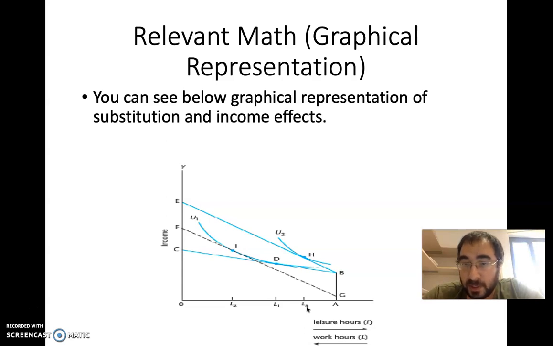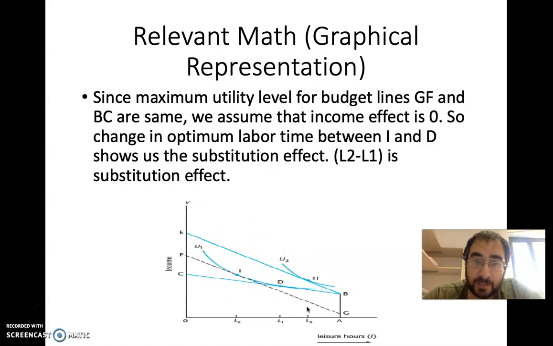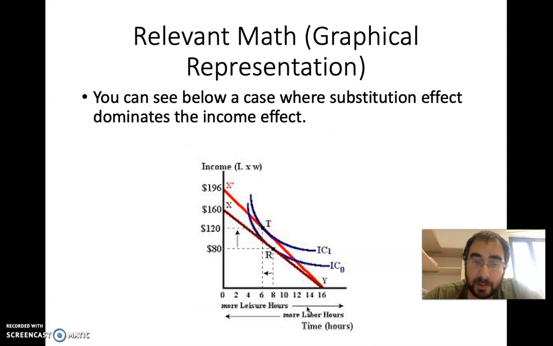Dominant, basically, it dominates the substitution effect. It's also possible to have the substitution effect be the dominant effect. In that case, the wage increase will increase the labor time of the people. This is the graph where the substitution effect dominates the income effect.